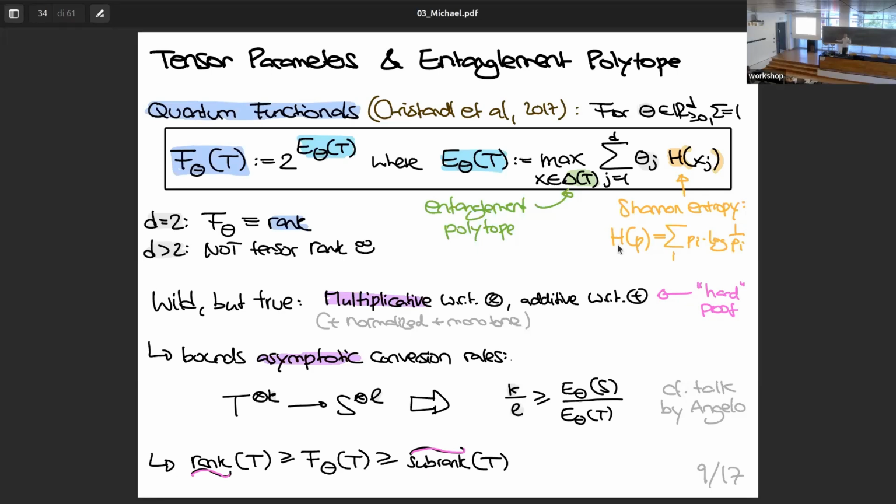That's also related to the questions that we discussed this morning. For example, it shows that the quantum functions are sandwiched between an asymptotic rank, for experts. That's kind of the special case when one of the two is a unit tensor.